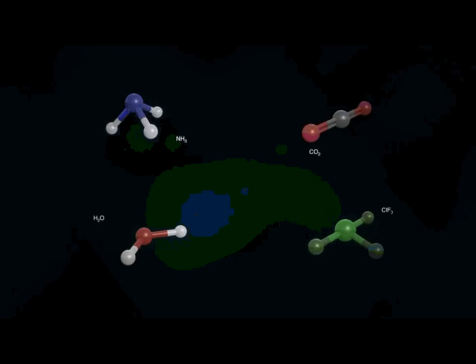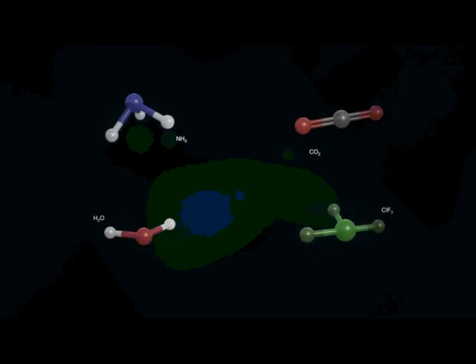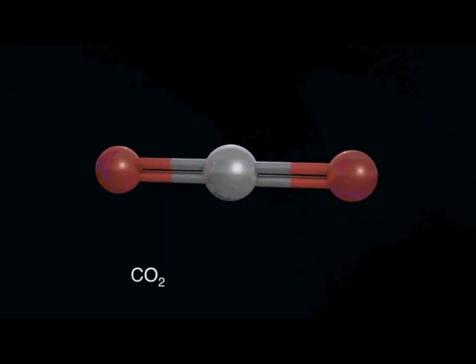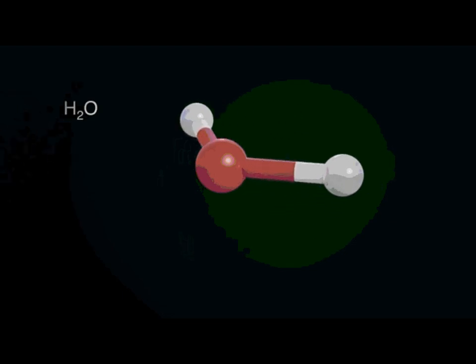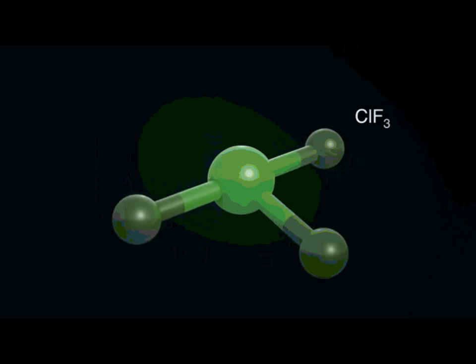Now, depending on the different atoms involved, you can actually get lots of different shapes. Ammonia, or NH3, is shaped like a pyramid. Carbon dioxide, or CO2, is a straight line. Water, H2O, is bent, like your elbow would be bent. And chlorine trifluoride, or ClF3, is shaped like the letter T.